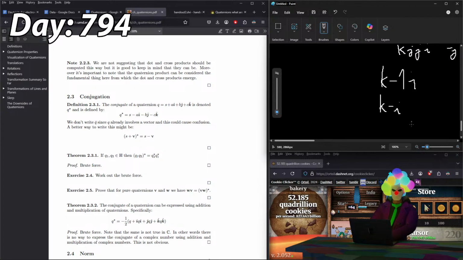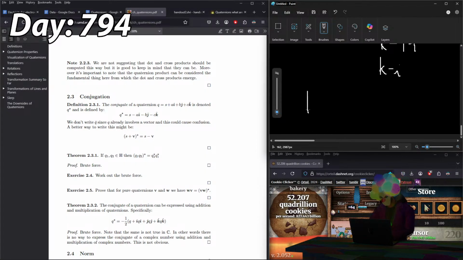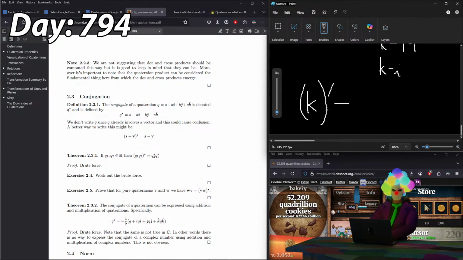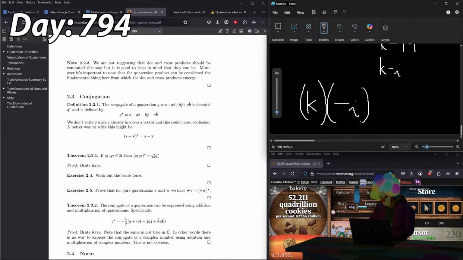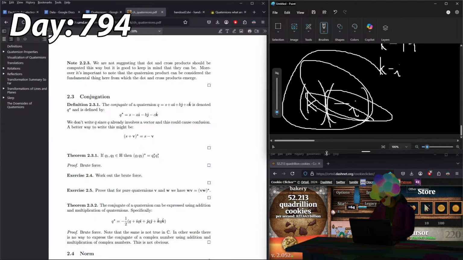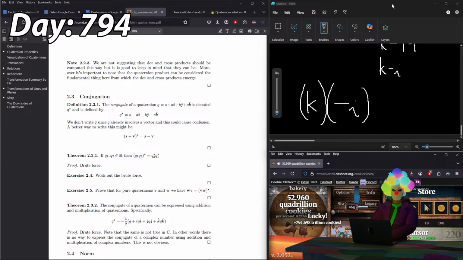k negative i. How do I get rid of the minus in the middle? If I have a minus on the second thing, what does that mean? Multiplication is non-commutative, yes, that's the fun thing about quaternions. Octonions remove another thing, but I don't remember what it was. How do I remove a minus in the middle? If I have k times negative i, what is this? What is that equal to?